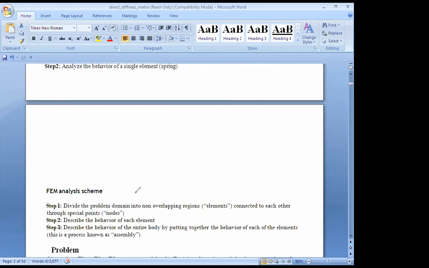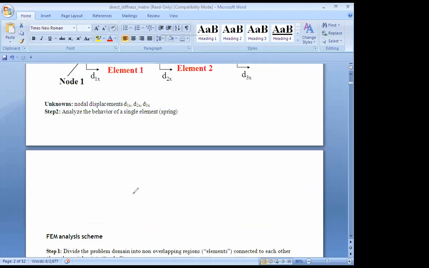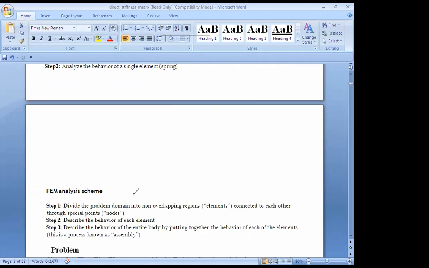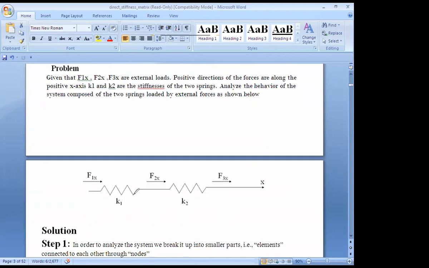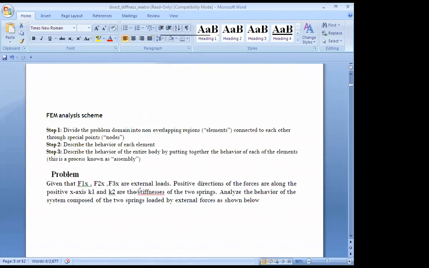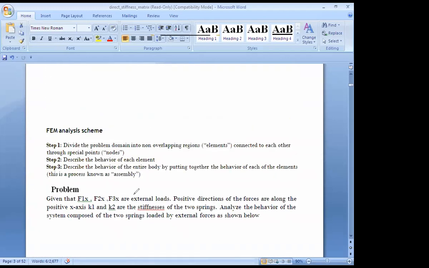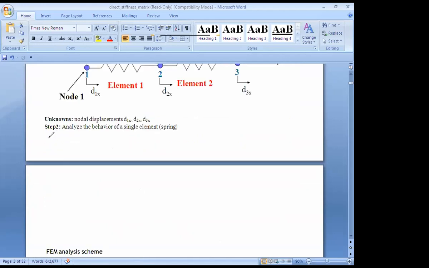I think I don't have a good write-up for that here, so I will have to write it myself now. So step 2 is to analyze the behavior of a single element. So let's do that. Let me now share another window.